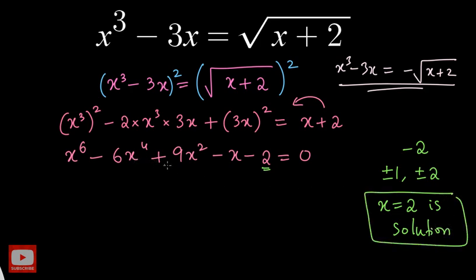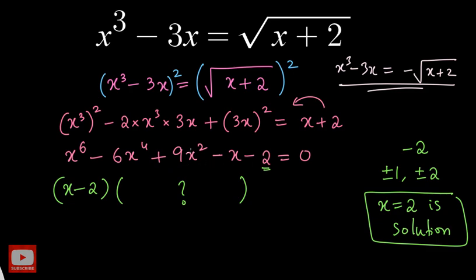So it's good enough. We have one solution, but is that the only solution? No, right? Because it's a 6th degree equation, so it can have many more solutions. But since x equal to 2 is a solution, we can say that x minus 2 is a factor of this polynomial, right? So if you divide this polynomial by x minus 2, you will get another factor. We are supposed to find that factor, and we can do that by division, right?